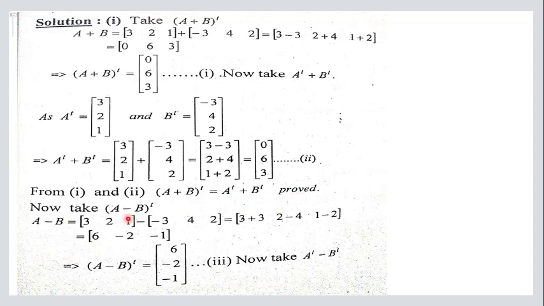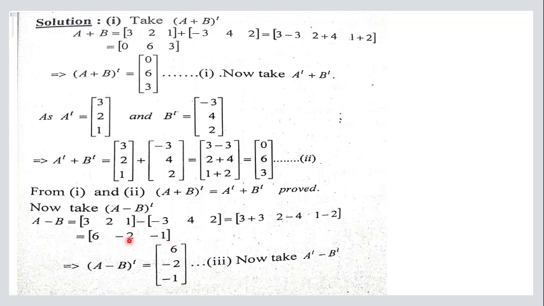Now for the second, we also need to verify (A minus B) whole transpose. Alright, so first of all, we find A minus B. We subtract matrix B from matrix A. So for A minus B, write down matrix A and then minus matrix B. We just subtract corresponding elements. The result is [6, -2, -1]. Now, because we are going to find (A minus B) whole transpose, so there we have [6, -2, -1]. This is A minus B.